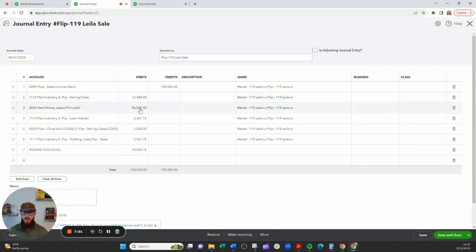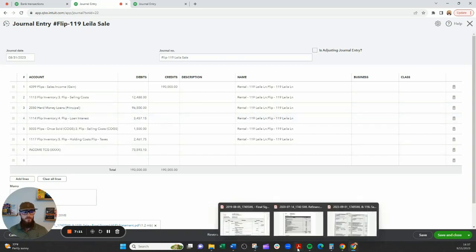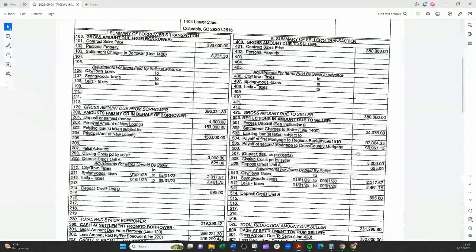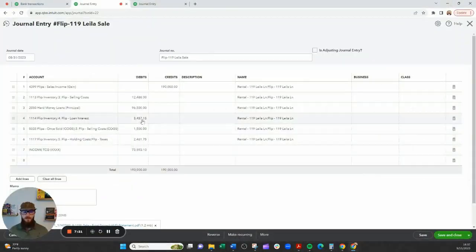Hard money loans principal, if you remember on the balance sheet and verified by the payoff statement from the lender, this is the principal amount that needs to be paid off. And flip loan interest. So the total payoff amount, $99,957.15. What I did is I took that figure, I put it into here, and then I subtracted our principal balance, and this is what remained. So we'll just put this to flip loan interest, okay? We'll assume the payoff statement says this was interest accrued over the life of the loan.